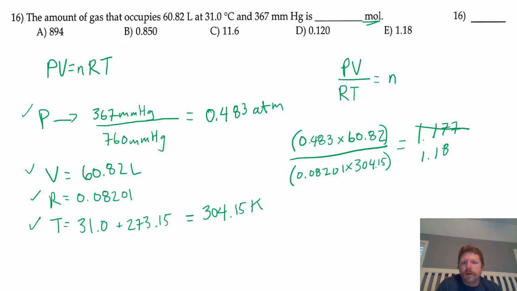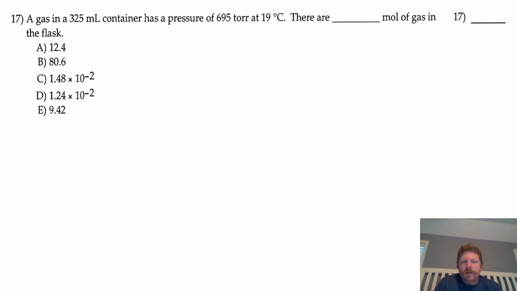Cross that out. My answer options: 894, no. 0.850, no. 11.6, no. 0.120, no. We are left with E as our only answer option that resembles what we're looking for. Okay. Now question number 17, the last one we've been covering in this little block: a gas in a 325 milliliter container has a pressure of 695 torr at 19 degrees Celsius. There are blank moles of gas in this flask.